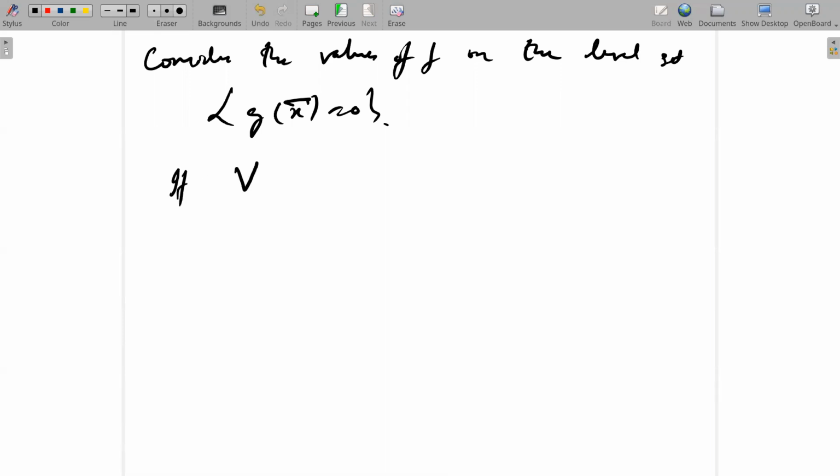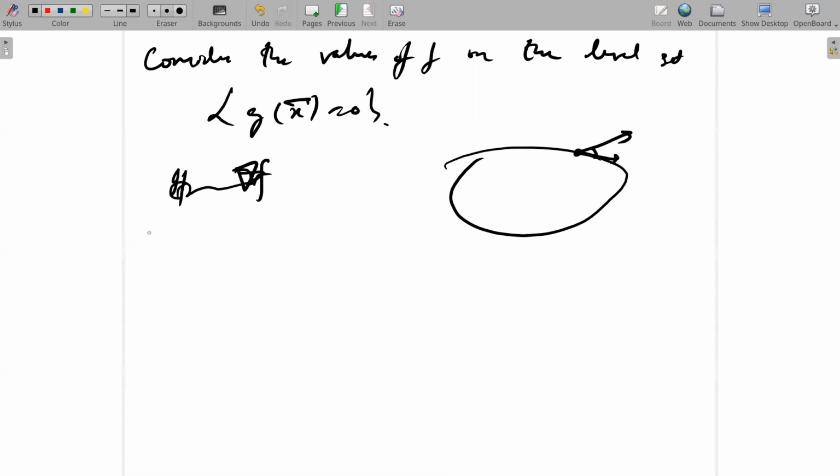If so, what is grad f? Grad f is where the value of f is increasing. So let's say this is the level set of g, and this is a point. So grad f is where the value is increasing. And if this is not normal to the level set of g, then there is some direction where the value of f will increase.